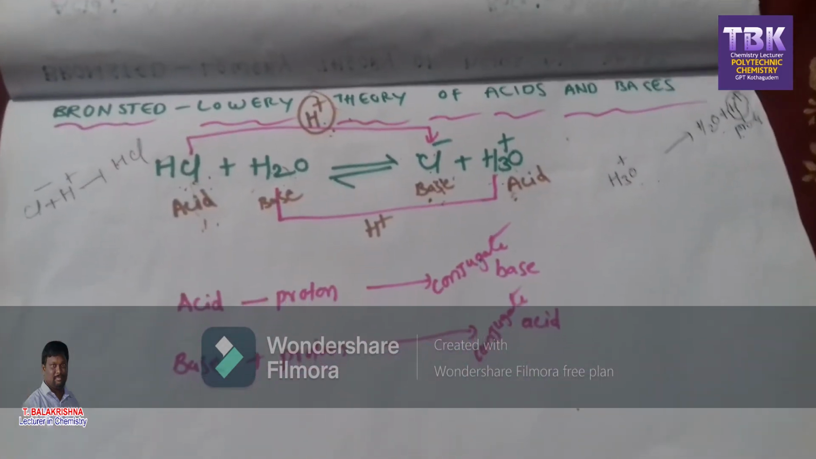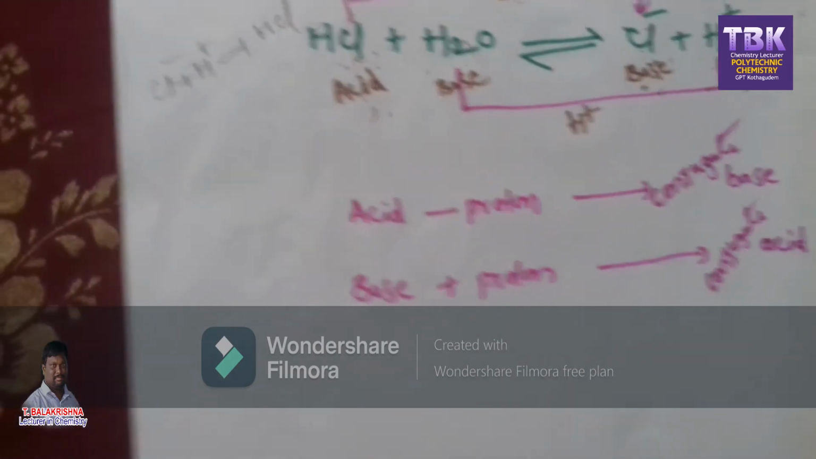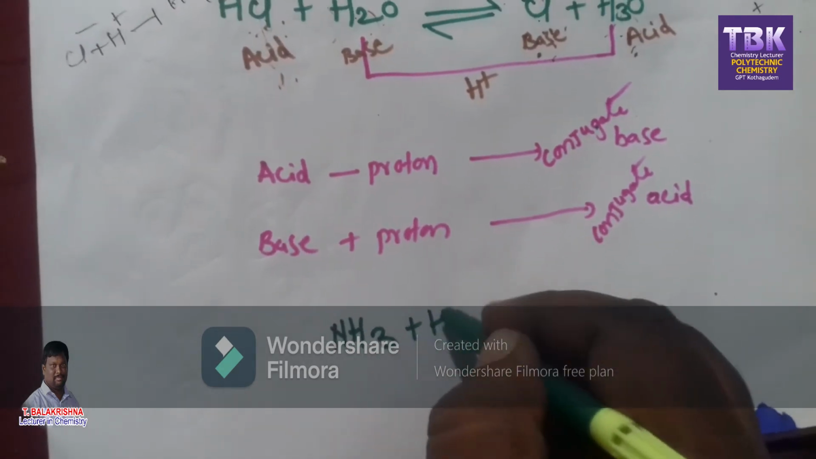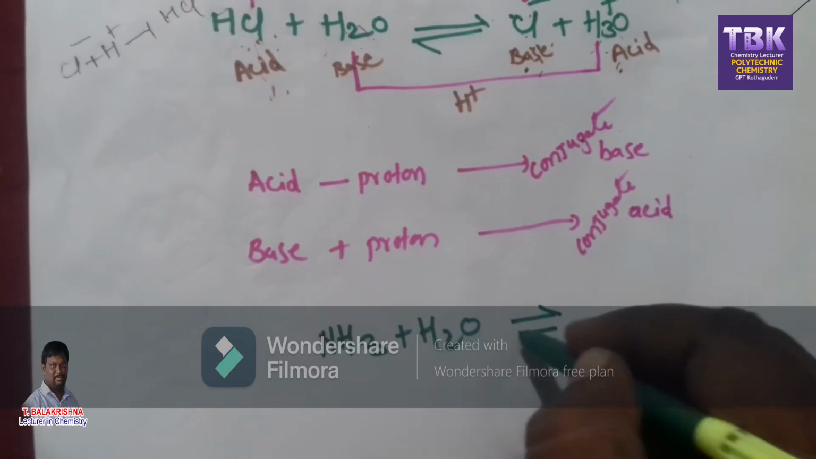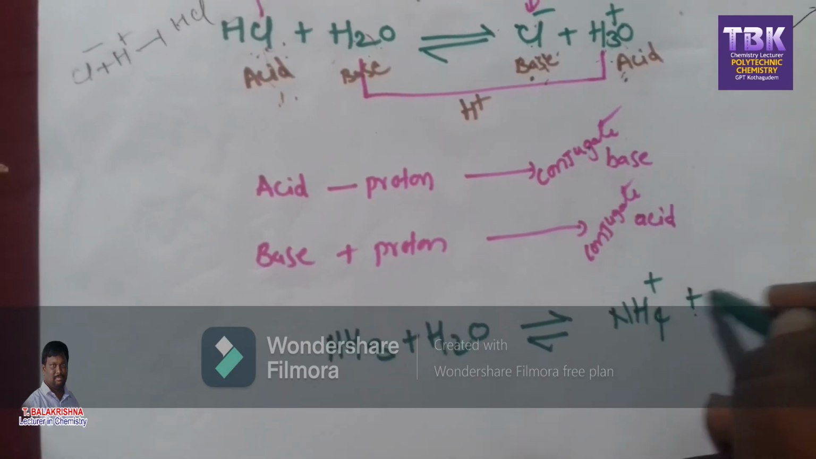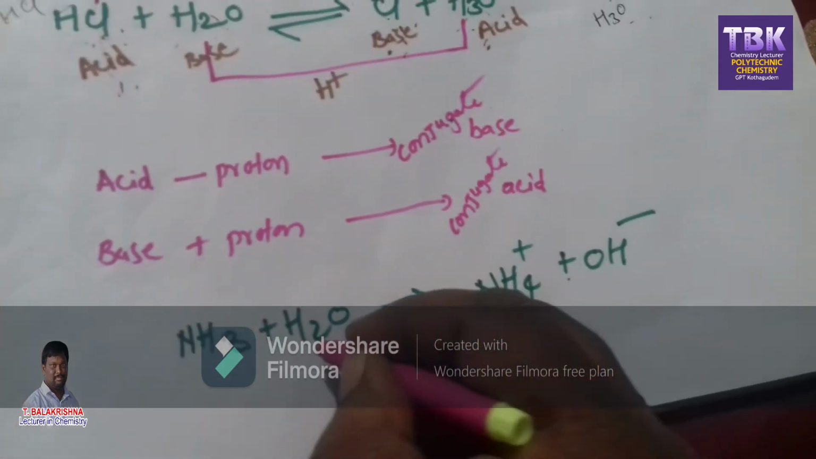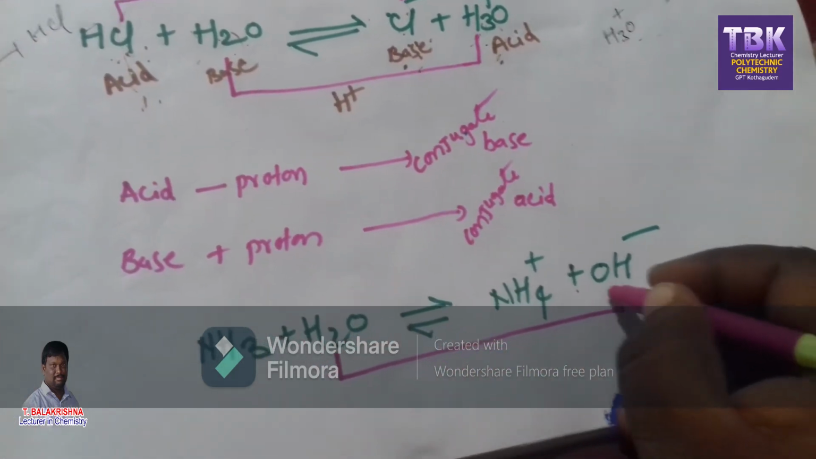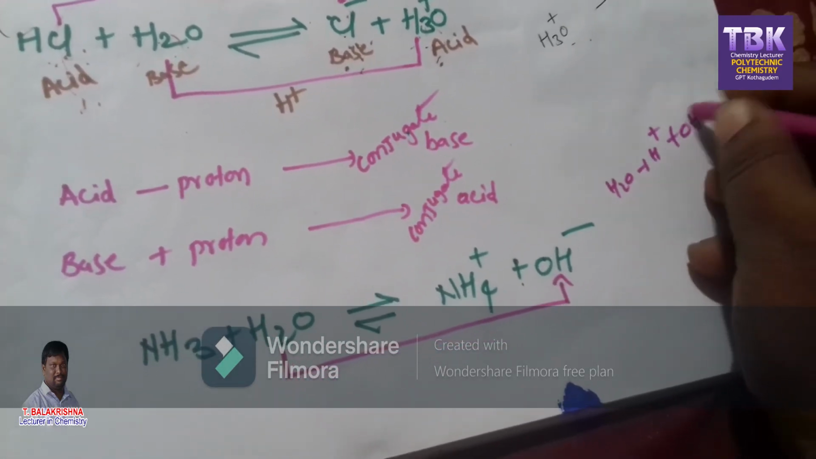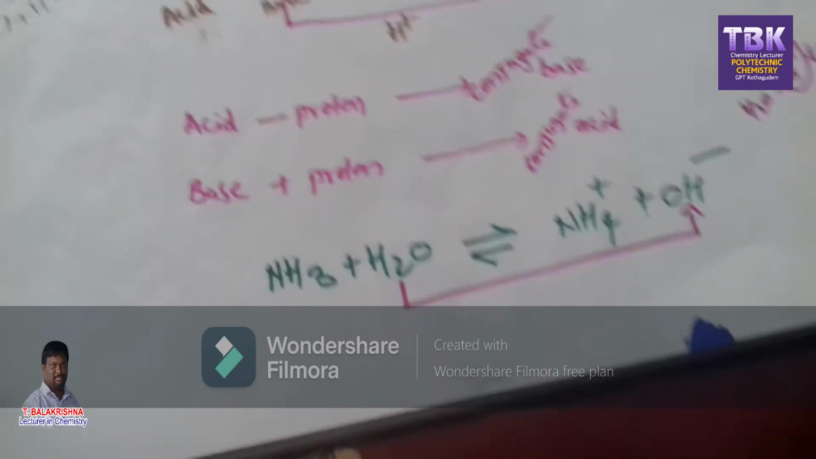We take another example. That is NH3 plus H2O in equilibrium with NH4 plus and OH minus. By observing this equation, here H2O is converted into OH minus. That means H2O contains H plus ions and OH minus ions. That means it loses a proton. So here H2O donates a proton.